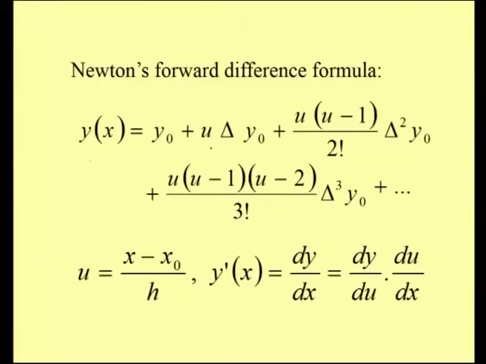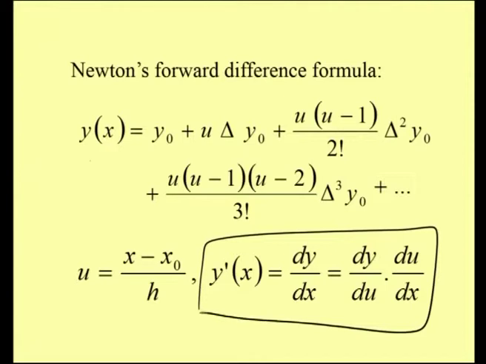So, for finding dy by dx, that is y dash of x, we should go this way, that is y dash of x is equal to dy by dx, which is equal to dy by du into du by dx, because y is in terms of u. You can differentiate y in terms of u only, therefore, an intermediate u is used in finding dy by dx, that is dy by du into du by dx.